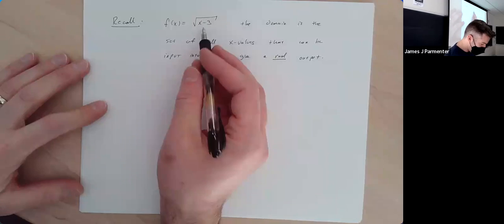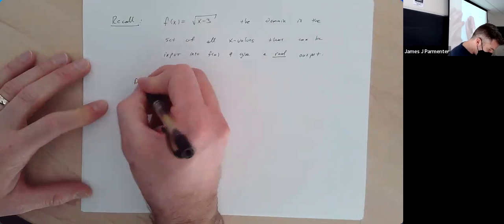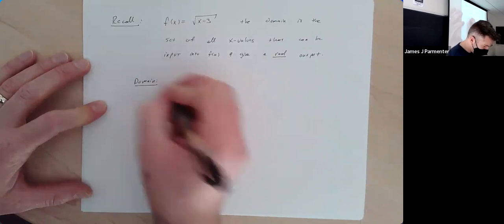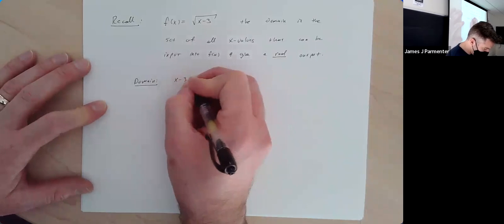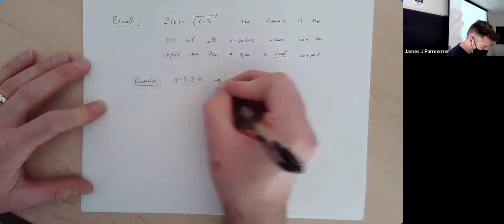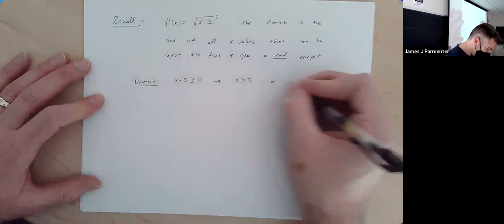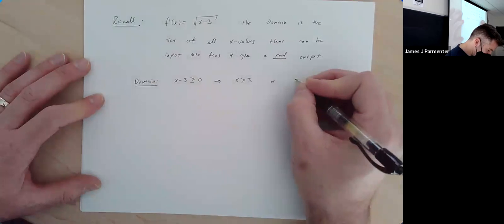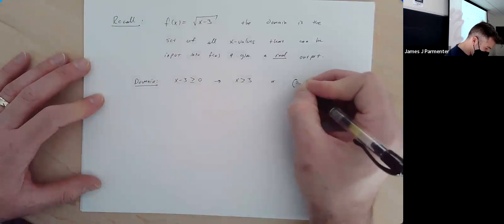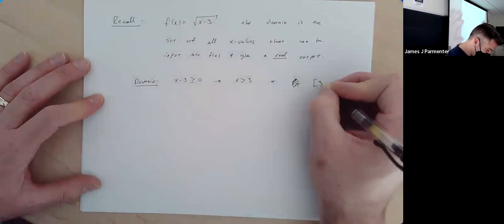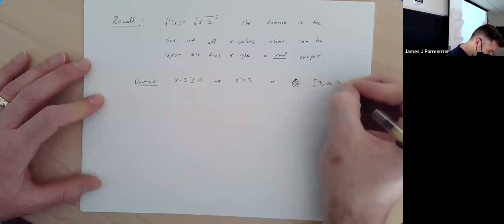So that's why here our domain would be, well, we can't take square roots of negative numbers, so we need x minus 3 to be greater than or equal to 0, which translates to x being greater than or equal to 3. So our domain is the set containing everything from 3 to infinity. That'll be our domain, written in interval notation.